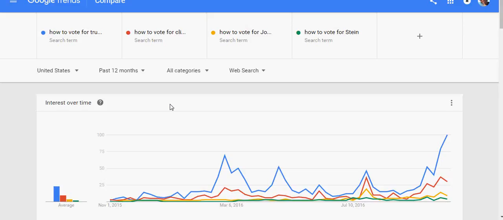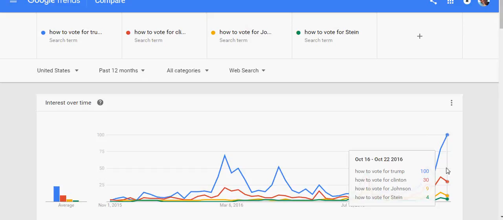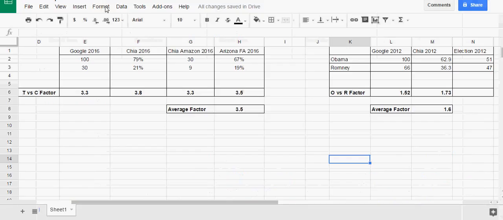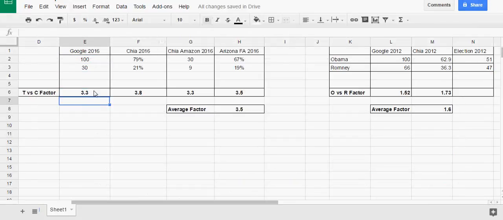And I found two things: one about Google search trends, and the other is, I know, kind of weird, but Chia Pet sales. So first, we've got Google Trends, and if you do a trends analysis for how to vote for Trump compared to how to vote for Clinton, we can see that Trump is 100 compared to 30, which means that Trump has more than three times the search volume or interest than Clinton.